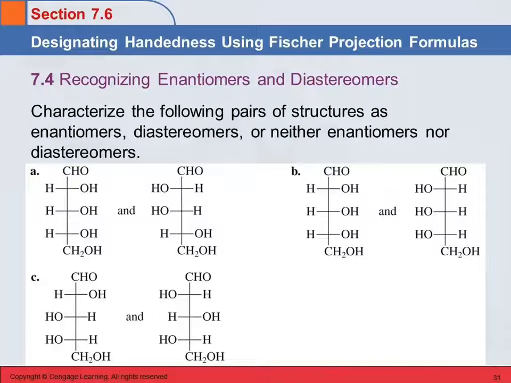Characterize the following pairs as enantiomers, diastereomers, or neither enantiomers nor diastereomers. So remember, enantiomers are mirror images of each other, and diastereomers are stereoisomers that are not mirror images. Okay, so let's look at A. Here we've got an aldehyde, and we've got 3 chiral centers with all the hydroxy groups on the right side.